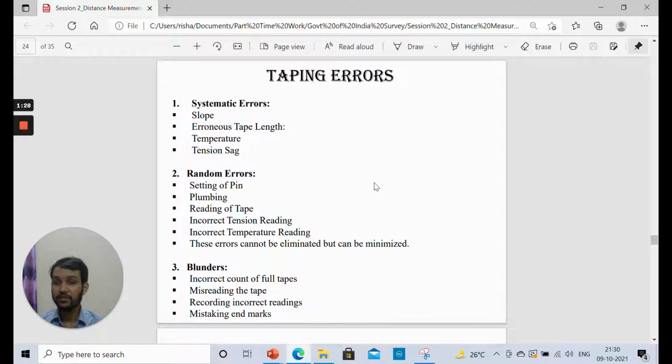Mistaking end marks. What do we mean by this?